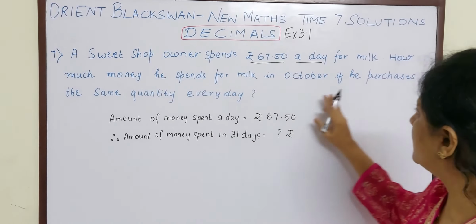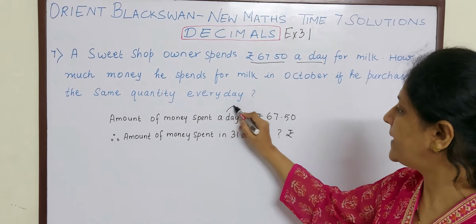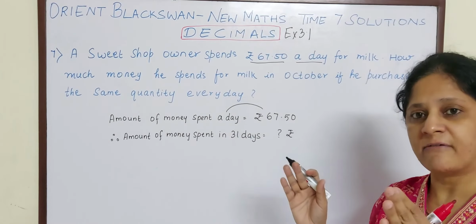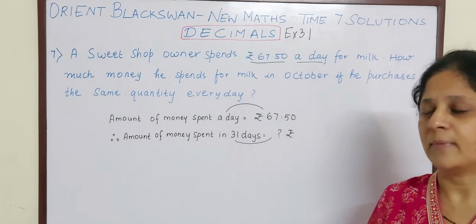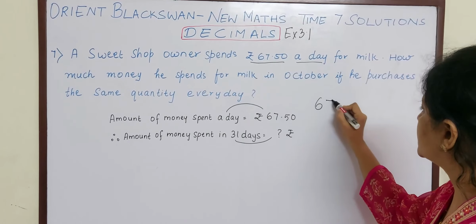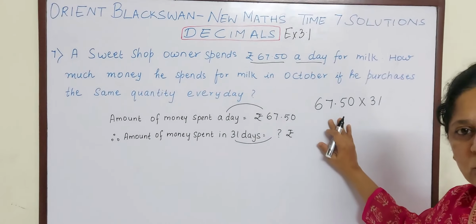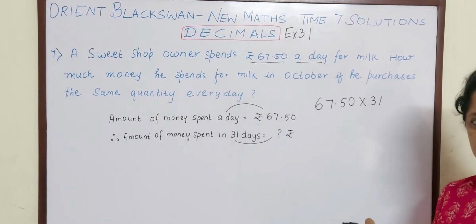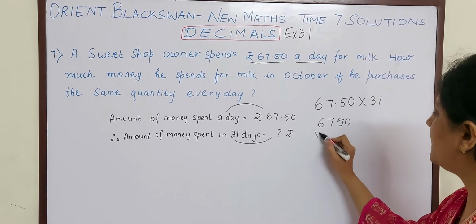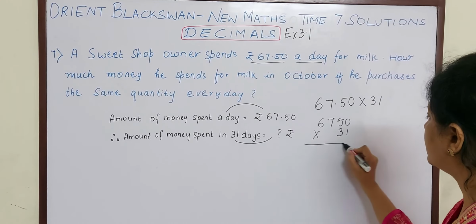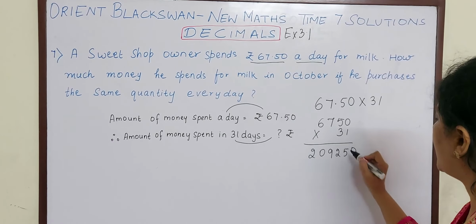So now if you see here, one day's information is given. That means in a day he is spending 67.50 and they have asked for more days. So 31 days how much? So this is a case of multiplication. So we will do 67.50 into 31. Right? So children, how will you do this multiplication? Now we have done so many sums, you know that we will multiply without the decimal number and get the answer. Right? So 209250 will be the answer for this.